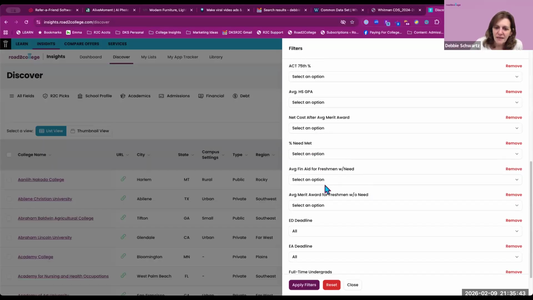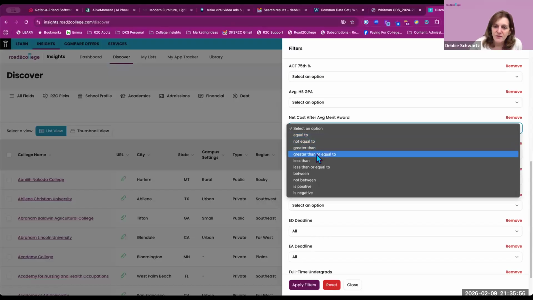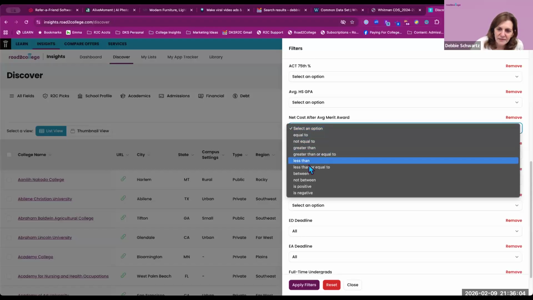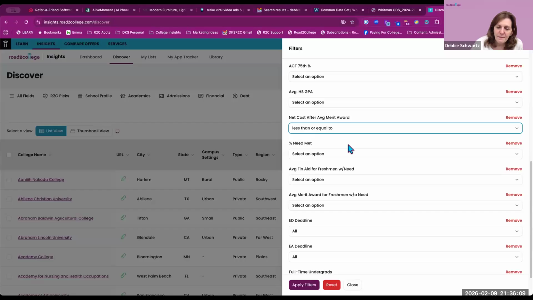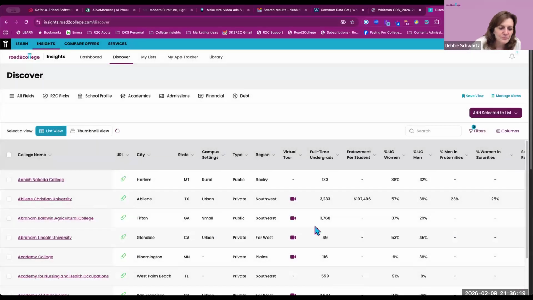Let's just say we have a budget and we don't want to spend more than 50,000 for our student to go to college for a year. So I want to see all the colleges that have a net cost after merit that are going to be 50,000 or less. So we want them to be less than or equal to 50,000. I'm going to put in my 50,000. Let's actually just do one filter at a time. Let's apply that filter.